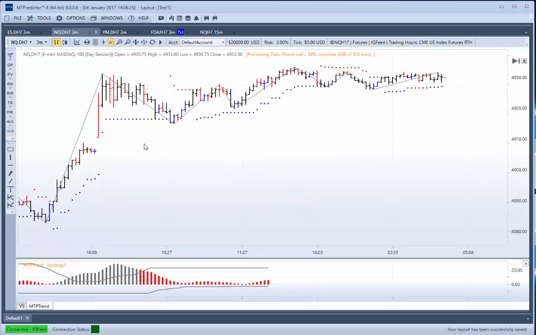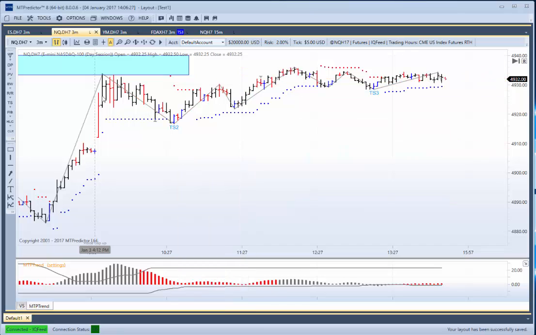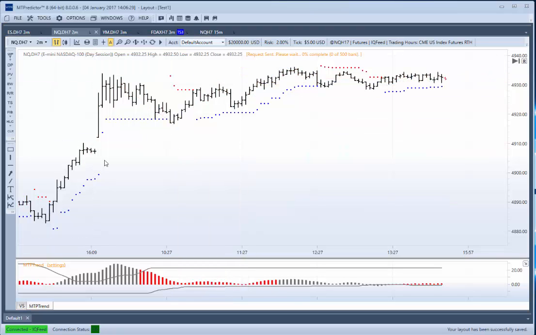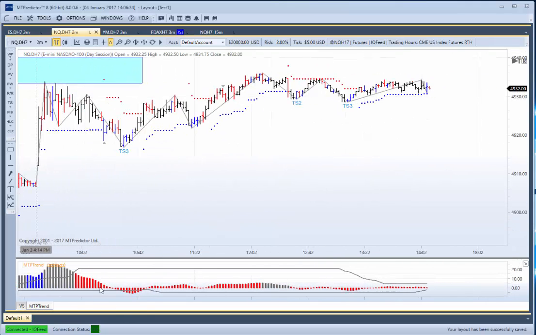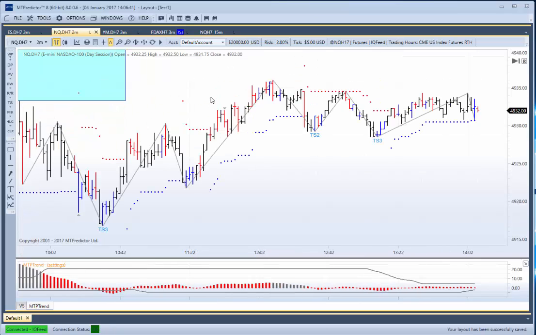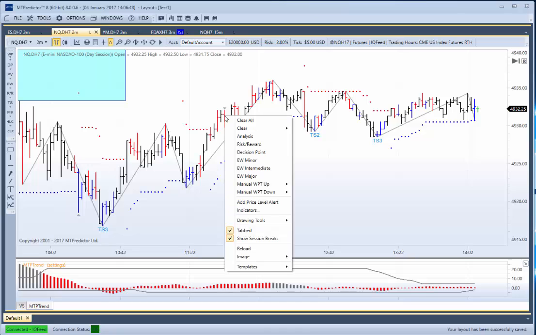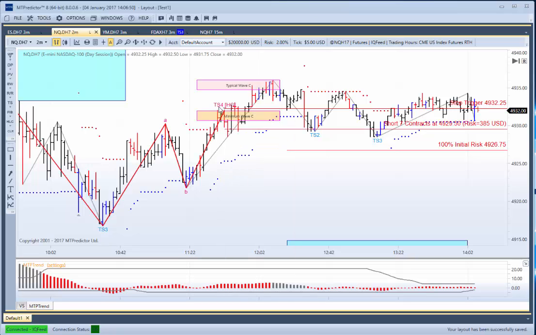Let's turn training mode off and just clear that all off and go down to the 2-minute chart and show you that that would have been a potential holy grail trade setup at the time. Again, our MTP trend indicator was red, so all the way through here you'd be looking for potential sell setups. And here's our history triangle. I've zoomed in there. Can you see that? There's our history triangle there, showing you that on this bar here, at the time, that would have been a TS4 holy grail trade setup.